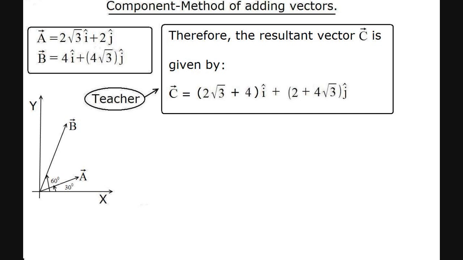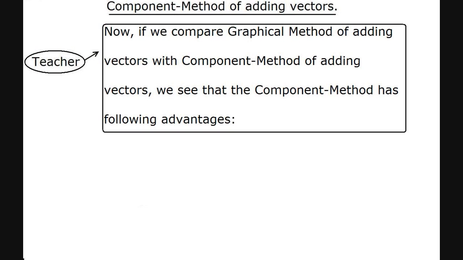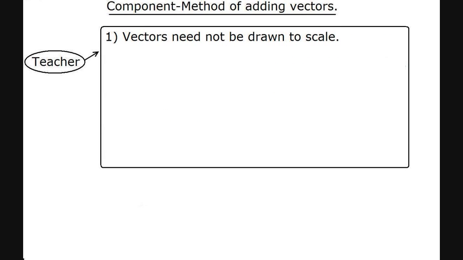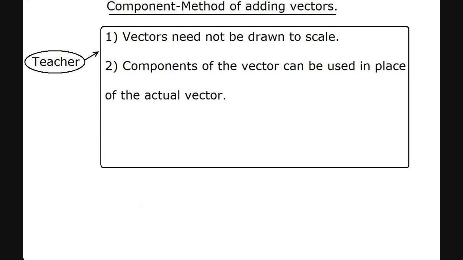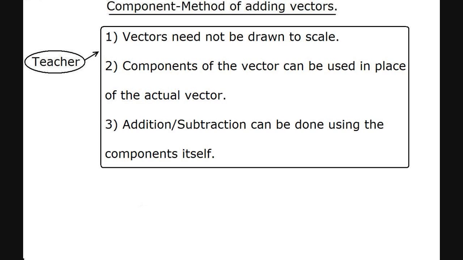Now if we compare graphical method of adding vectors with component method of adding vectors, we see that the component method has following advantages. Vectors need not be drawn to scale. Components of the vector can be used in place of the actual vector. Addition or subtraction can be done using the components itself.